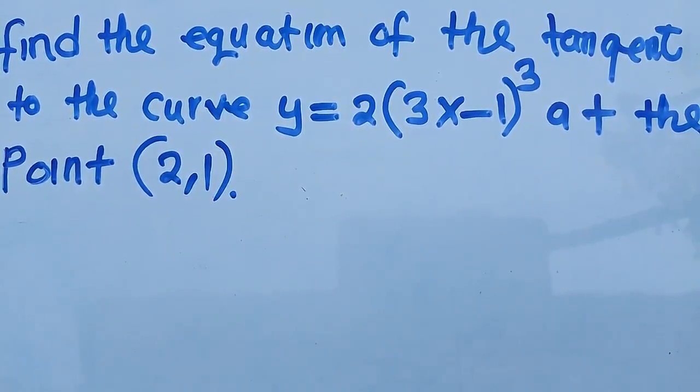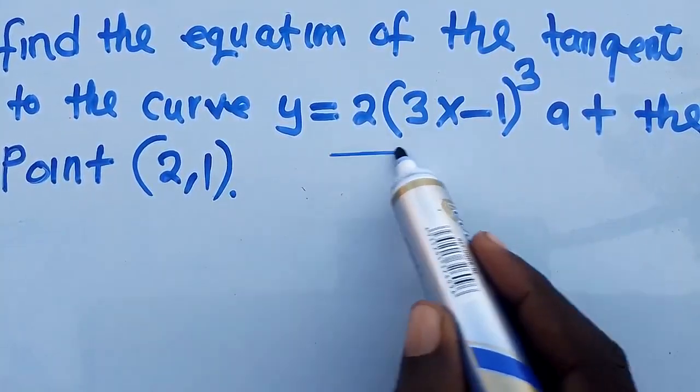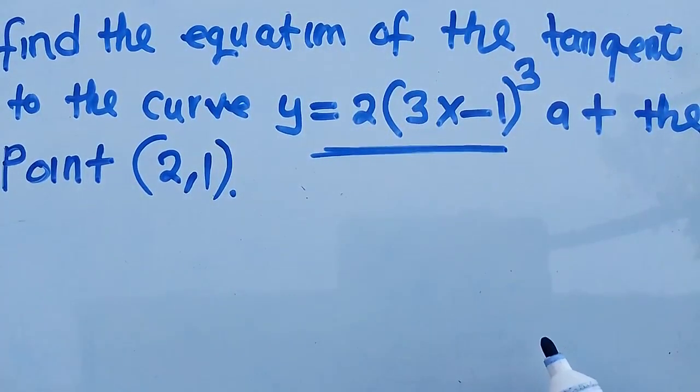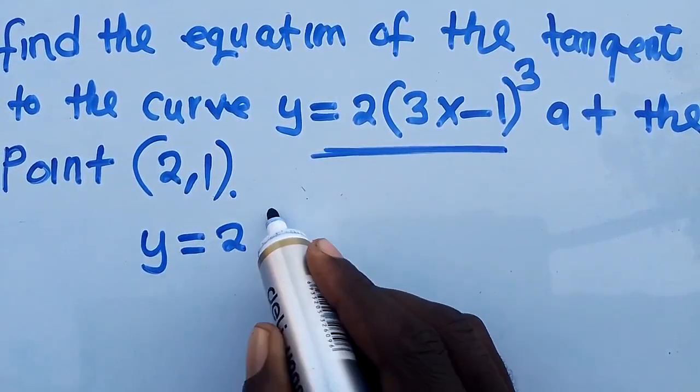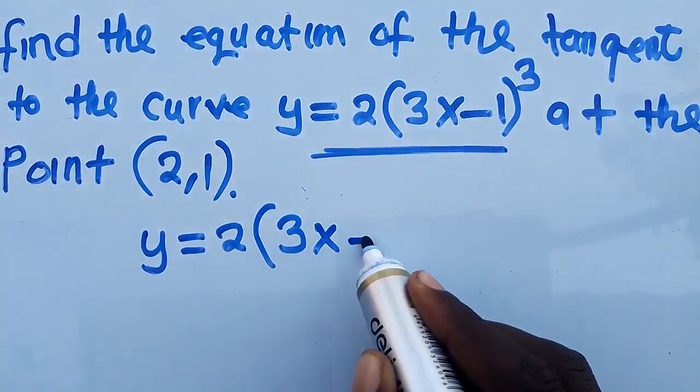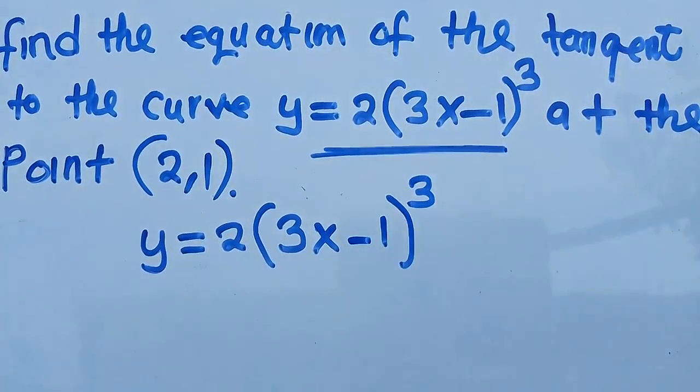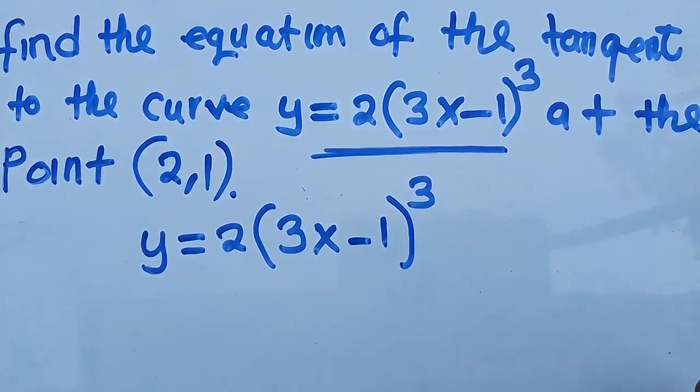The way in which we are going to find the equation of the tangent is very simple. What you are going to do is get this equation which is given. So what's the equation? y is equal to 2, open bracket, 3x minus 1, close, to the power 3. That is the equation which is given. After writing that equation, then you differentiate it. You are going to differentiate.